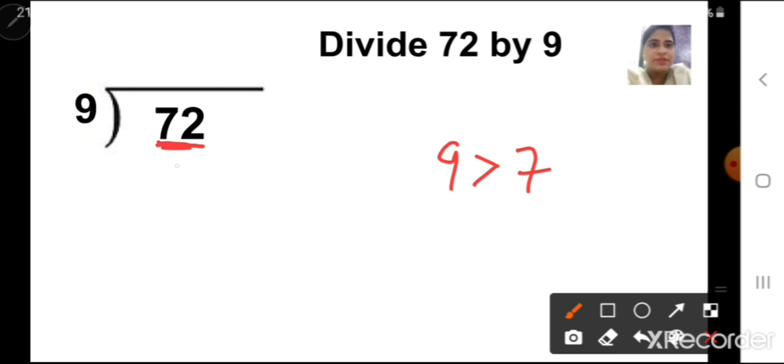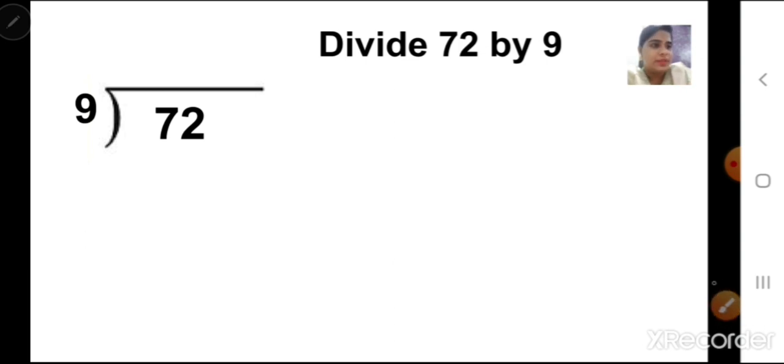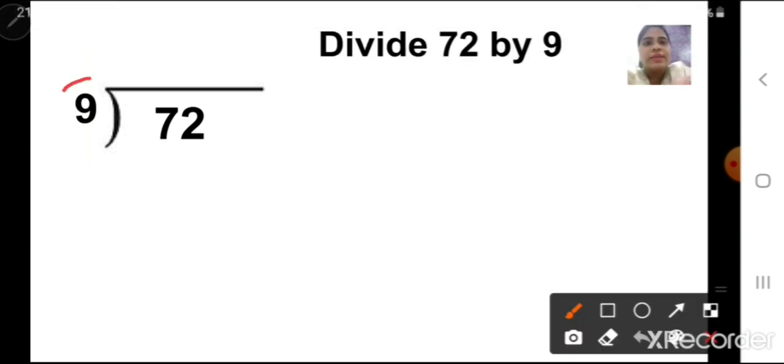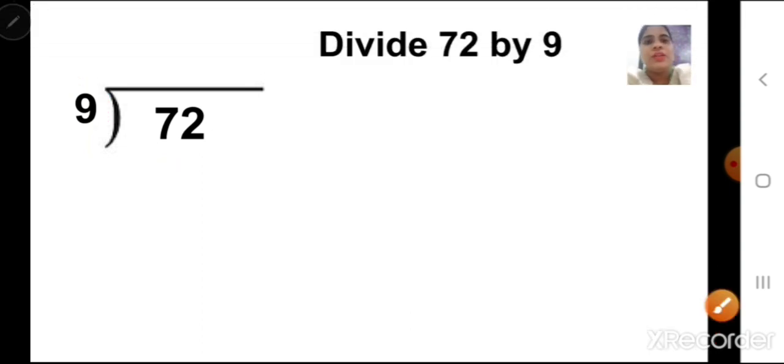Got it, children? Now we have to find out in 9's table, do we have the number 72? So let us start saying 9's table, children. Come on, say with me. 9 ones are 9. 9 twos are 18. 9 threes are 27. 9 fours are 36. 9 fives are 45. 9 sixes are 54. 9 sevens are 63. And 9 eights are 72.